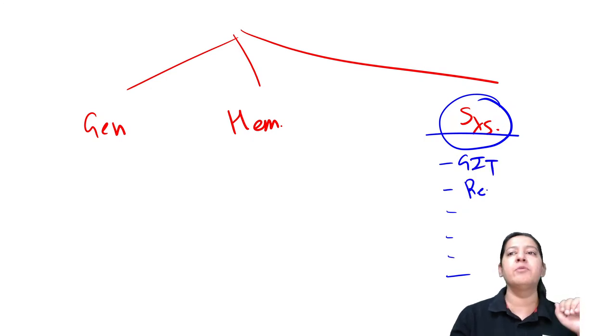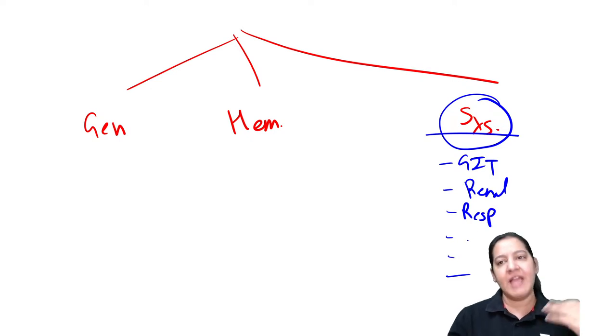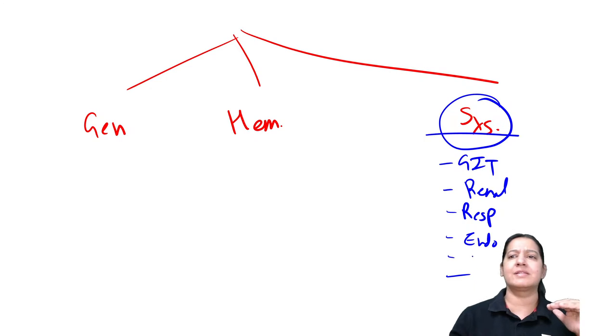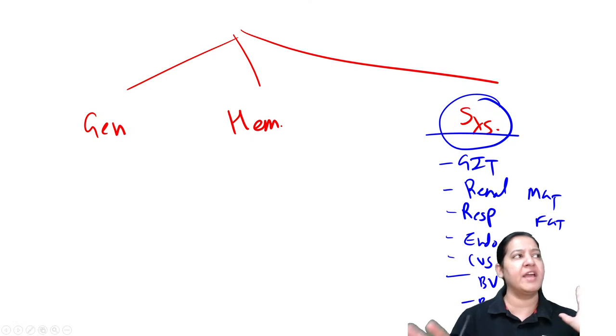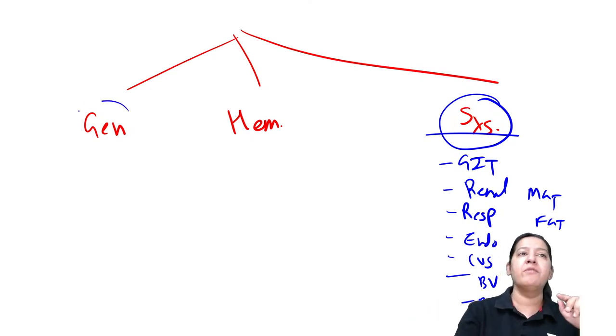After GIT, we will move on to the renal system. After that, the respiratory system. Then the endocrine system. Likewise, we will cover all the systems. We will move on to CVS, blood vessels, breast, and one by one the genital systems, MGT, FGT. So it will require 2-3 days to complete all image-based questions from complete systemic pathology. After that, we will move on to general pathology.